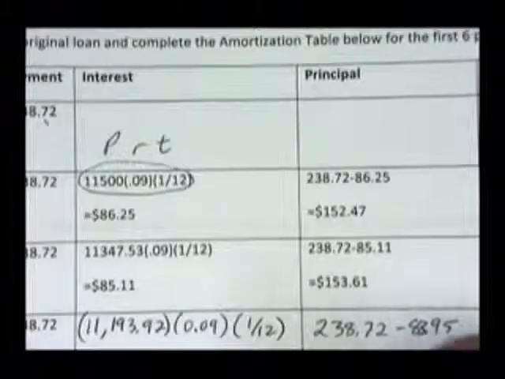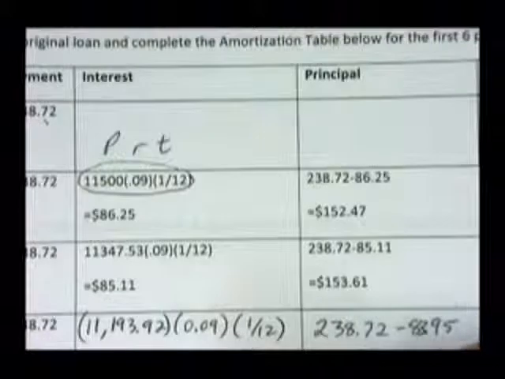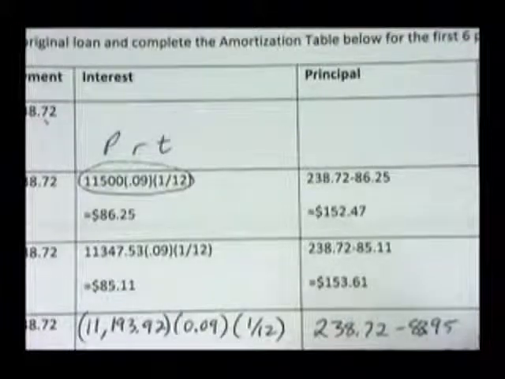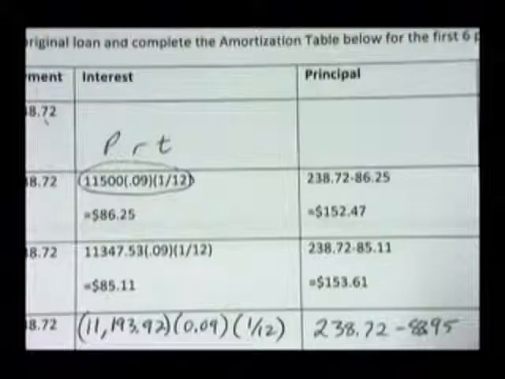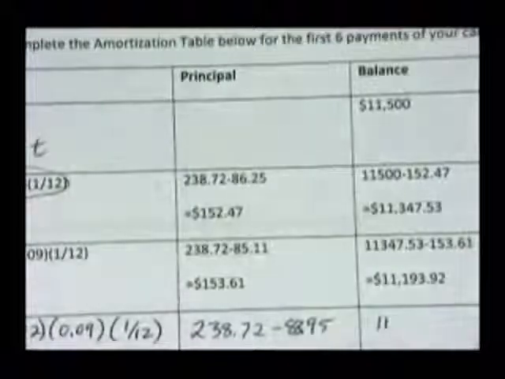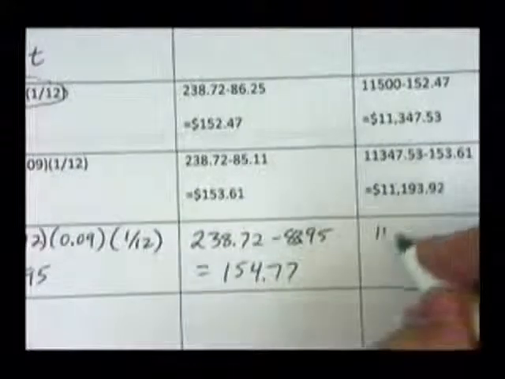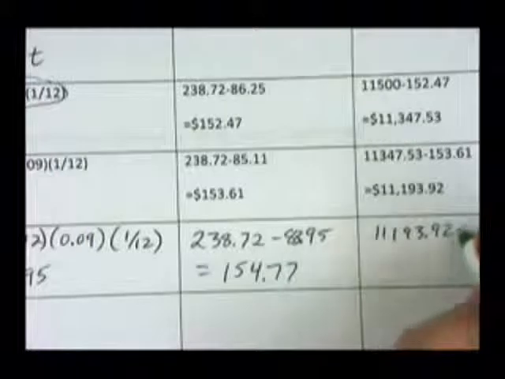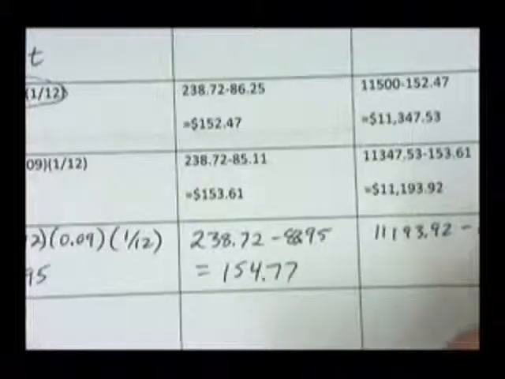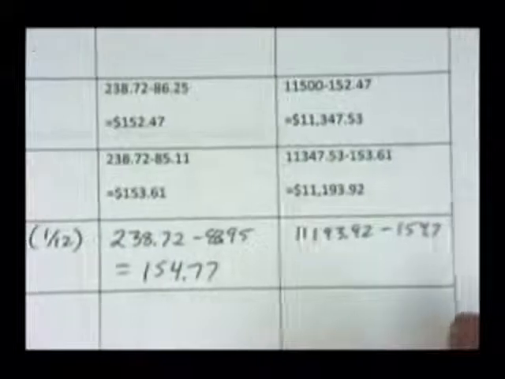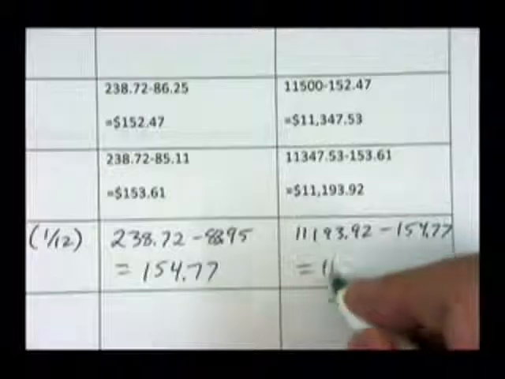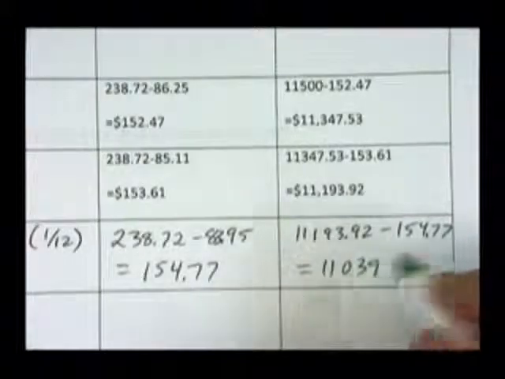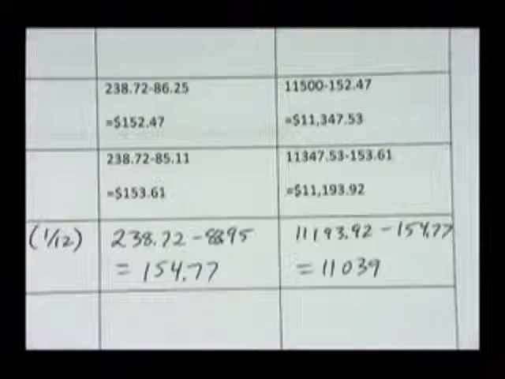$83.95. And when I did that on the calculator, I got that we're going to pay $154.77. And then our balance is going to be 11,193.92 minus the $154.77 that we paid. And my new balance is going to be $11,039. And you can keep doing that for month after month after month.